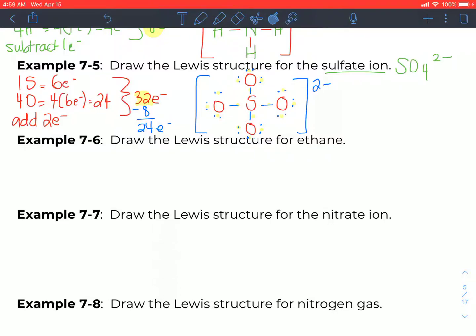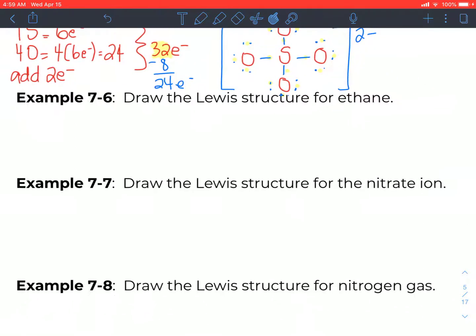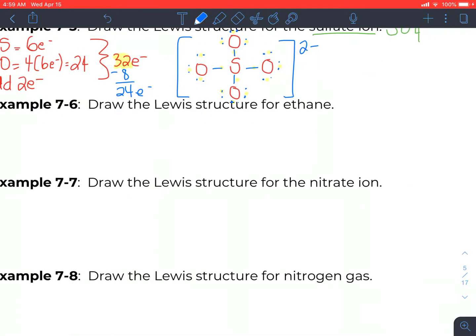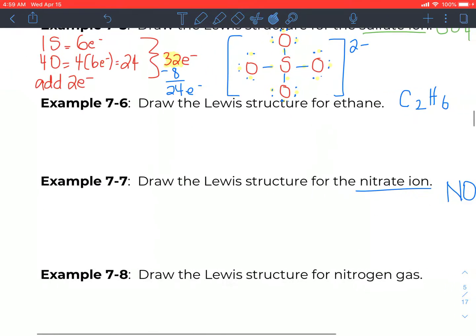So here we have example 7.6 and 7.7. So let's draw these. Okay, so let's get the formulas for these real quick. Ethane, meth, F is 2, so C2H6. And then the nitrate ion, NO3, 1 minus.